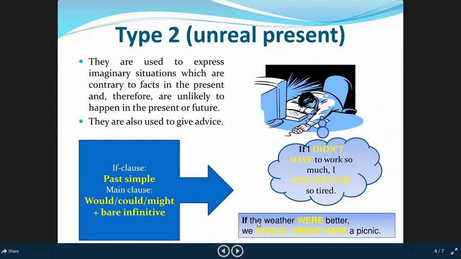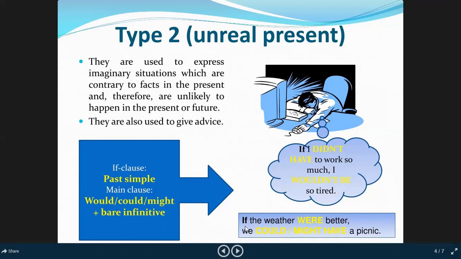You can see in the example, if I didn't have to work so much. So this is our dependent clause, and here didn't is past tense. And I won't be so tired. As we have discussed, in the main clause there can come would, could, might, or bare infinitive. So this is the use of would with not.